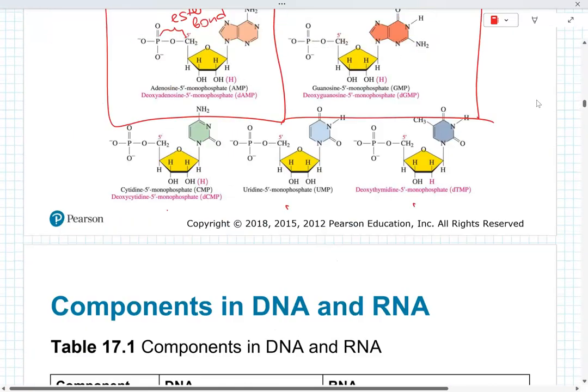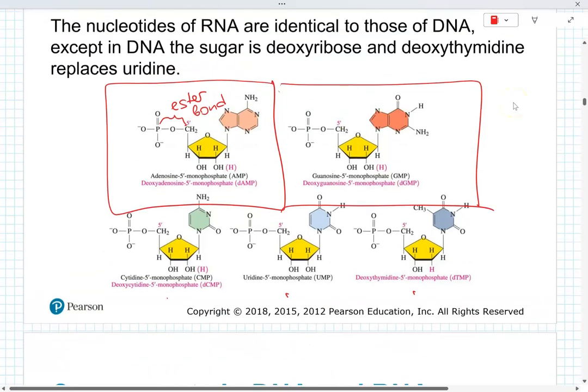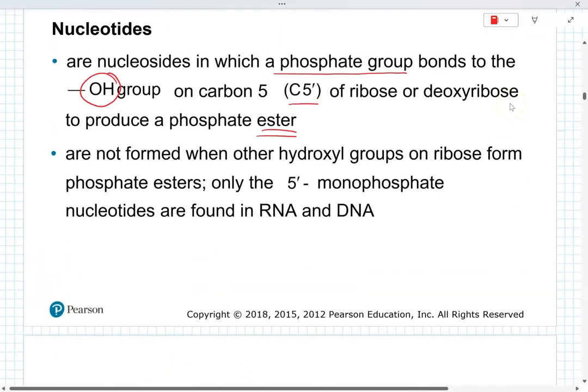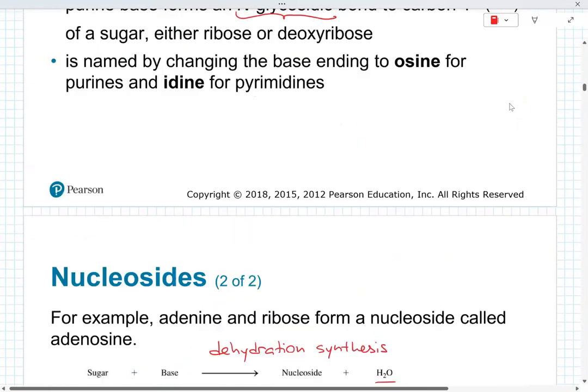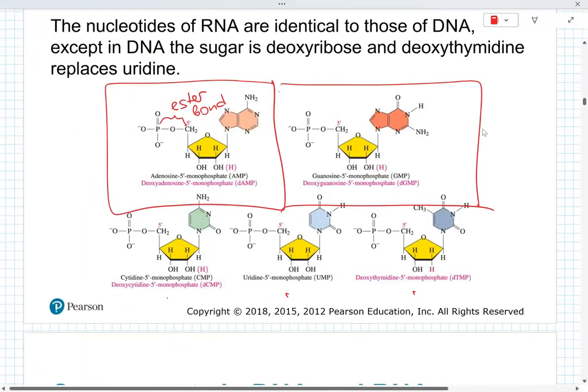Now, we mentioned before how we name bases, right? Cytosine, uracil, thymine, adenine, guanine. When we start naming nucleotides, we change the ending of the name of the base. We put osin for purines and idine for pyrimidines. Let me illustrate my point.